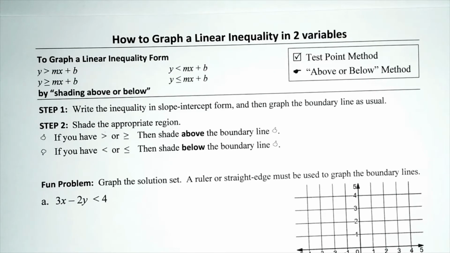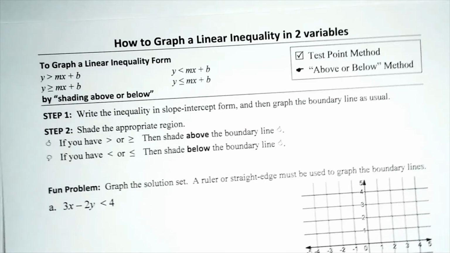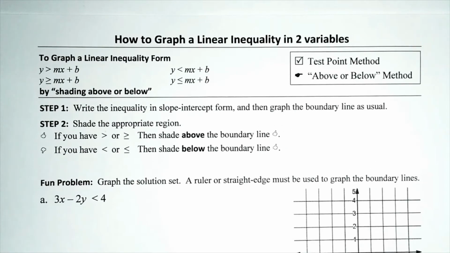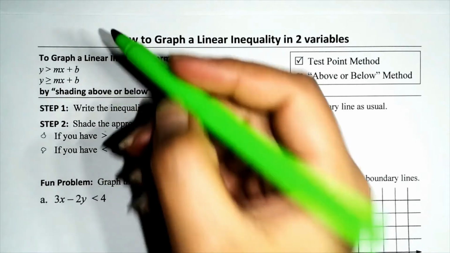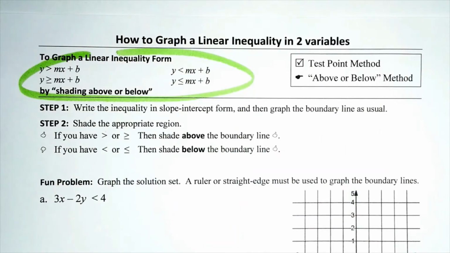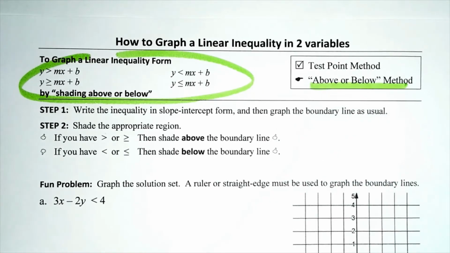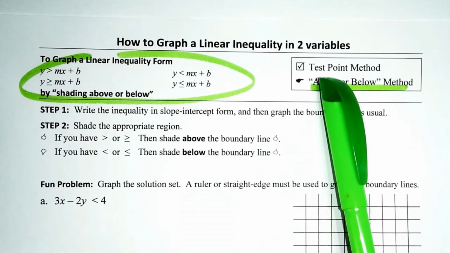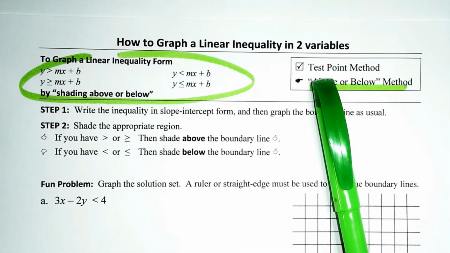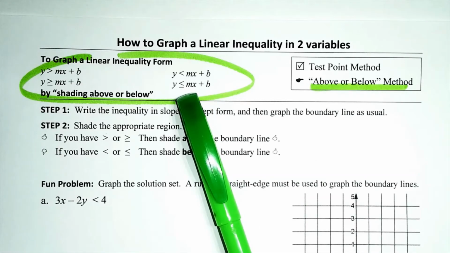I'll wrap up this video by introducing my favorite way to graph inequalities, which is by shading above or below. In order for us to use this technique though, we have to make sure that the inequality is in slope-intercept form. If it's not in slope-intercept form, then we cannot use this technique. But that's not a deal breaker for me, because even when I use the test point method, when I want to draw the graph of the boundary line, I solve for y or put it in slope-intercept form.